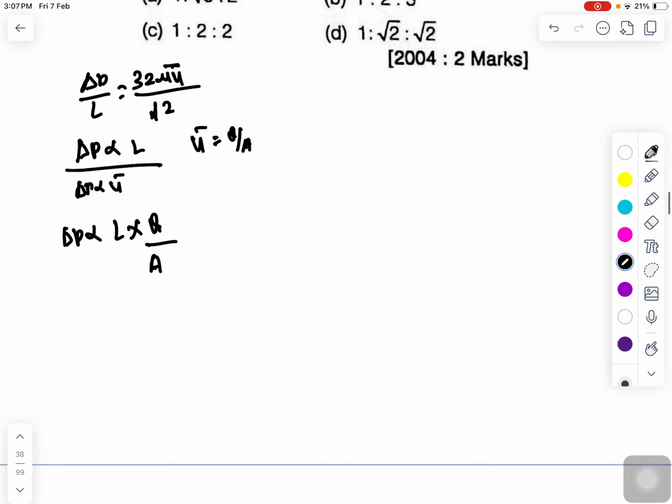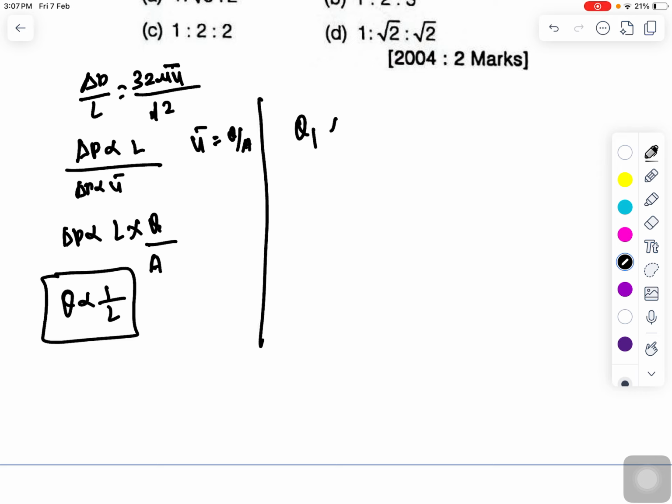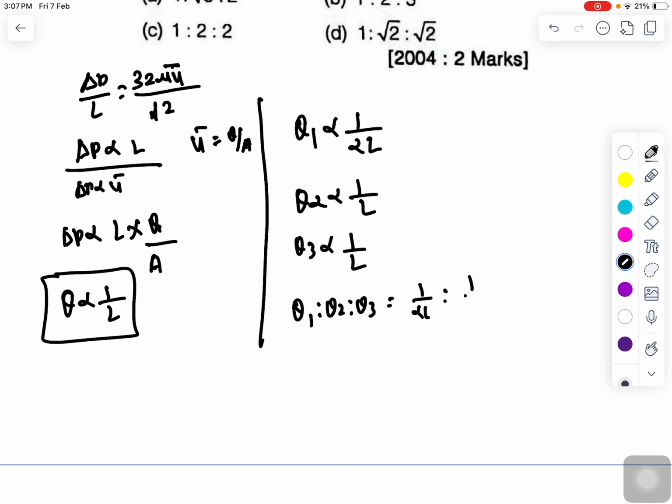So from here what I can say, Q is inversely proportional to 1 upon L, because pressure drop in all of these pipes is the same. So Q1 is directly proportional to 1 upon 2L, Q2 is directly proportional to 1 upon L, Q3 is directly proportional to 1 upon L. If I calculate the ratio Q1 is to Q2 is to Q3, that will be equal to 1 by 2L is to 1 by L is to 1 by L. So this L will get cancelled out. So finally you will get Q1 is to Q2 is to Q3 equals 1 is to 2 is to 2. So this ratio will be there.